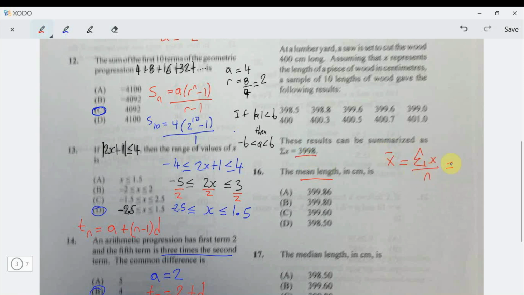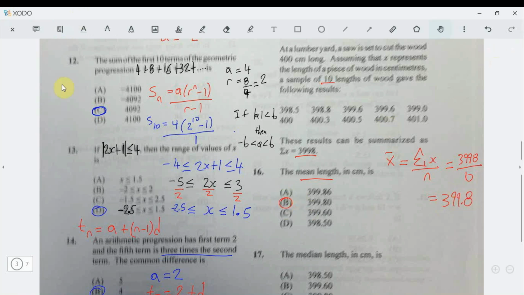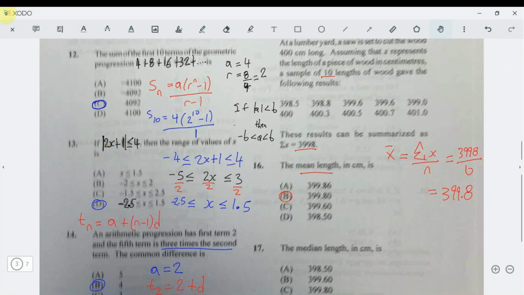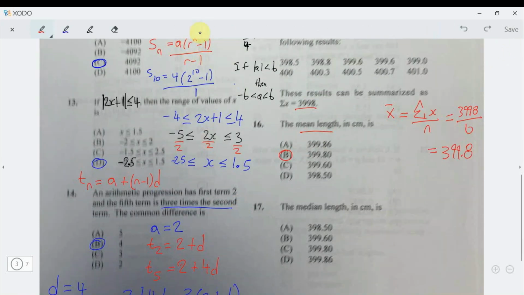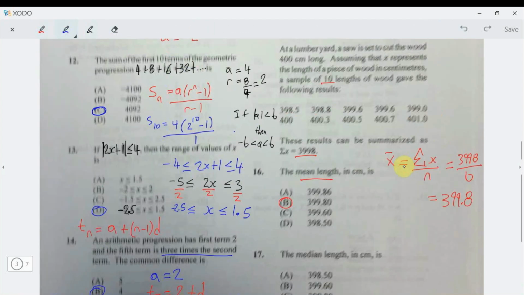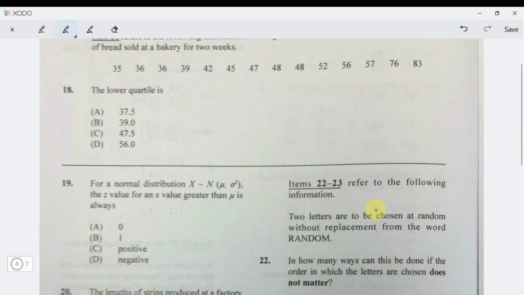They tell us that the sum is 3998 over n. N is 10. So that's going to give us 399.8. That is option B. Easy stuff. The next part says, what is the median length? The median length, we realize it's 10, right? So since it's 10, there is no real middle number. 1, 2, 3, 4, 5. This is the fifth one and this is the sixth one. So the median is going to be the average of those two.